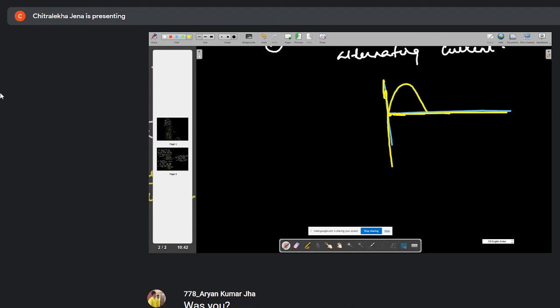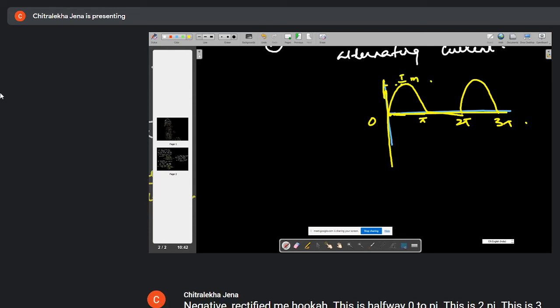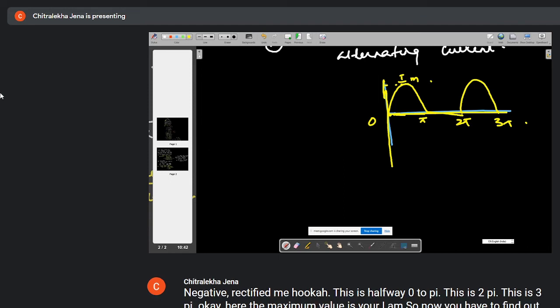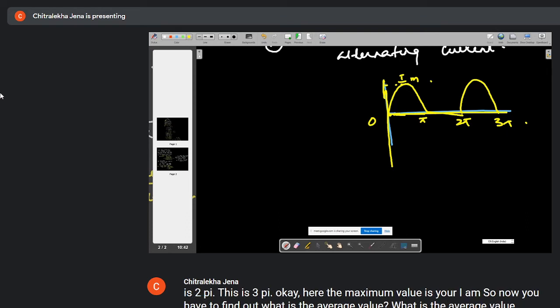Only positive will be there, negative will not be there. This is half wave. 0 to pi, this is 2 pi, this is 3 pi. Here the maximum value is your Im. So now you have to find out what is the average value. Now tell me whether this wave is symmetrical or not symmetrical.